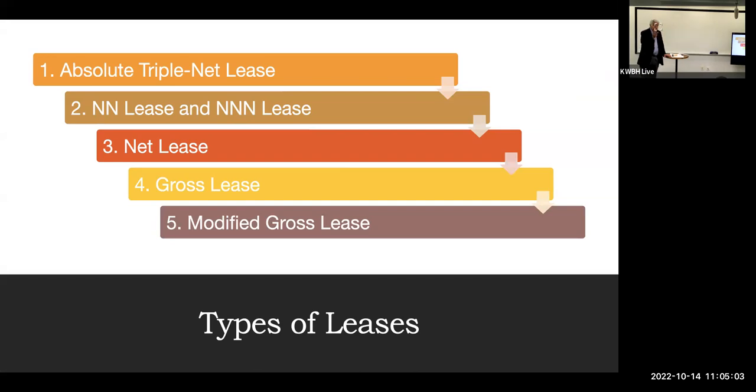A net lease is where the tenant pays. First of all, why is it called triple net? The tenant pays insurance, the tenant pays maintenance, including building maintenance, and the tenant pays property taxes. Those are normally, in a different kind of structure, responsibilities of the landlord. But in a triple net, the three things are insurance, maintenance, taxes.